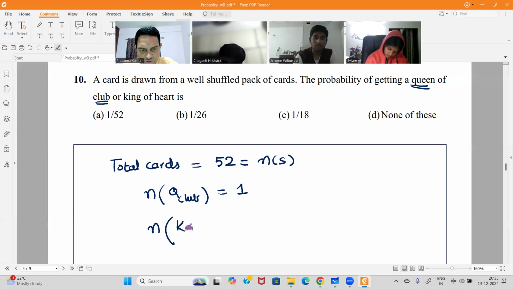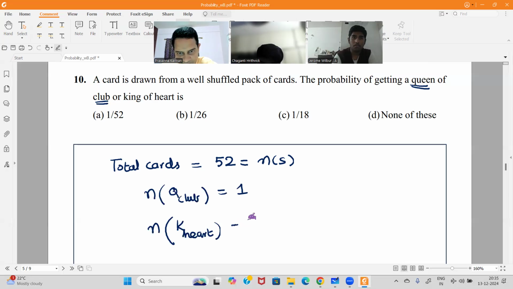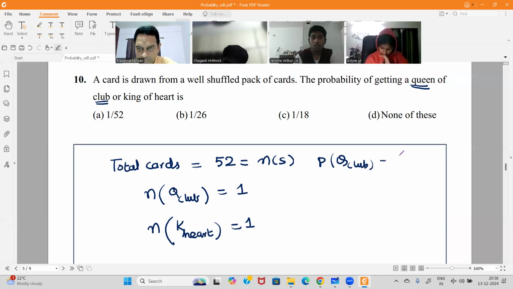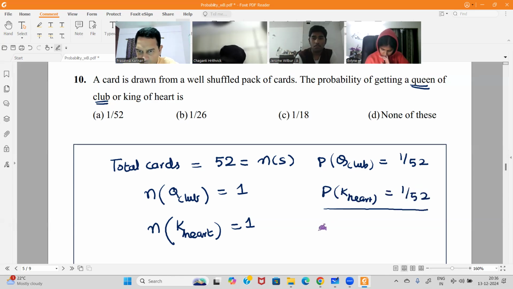Similarly, how many kings do we have totally? 4, sir. How many kings of heart we have? 1, sir. Only 1, isn't it? Right. So now tell me, Jerome, what is the probability of drawing a club queen? 1 by 52, sir. Very good. What is the probability of drawing a king of heart? 1 by 52. Yes. What is the probability of drawing a queen of club or a king of heart?